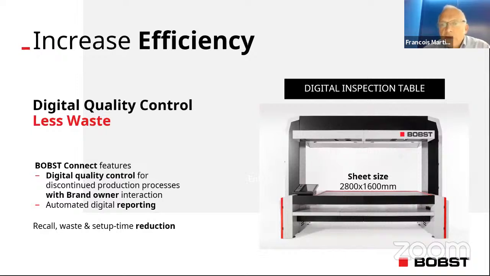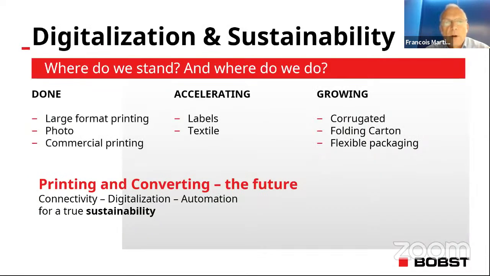Another one is the so-called digital inspection table. To make sure that what you print, or what you cut, or what you fold is properly done, you have digital quality control systems. It's basically a pretty large table where you can put your jobs, and then you compare the physical jobs to the original PDF. So you compare in a digital way. And by doing that, you will reduce product recalls, waste, and setup time. So these are also new digital solutions that are now entering the production floor.